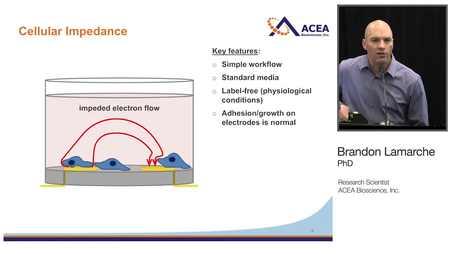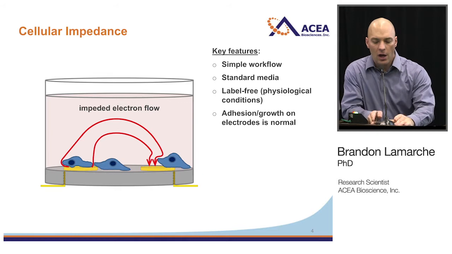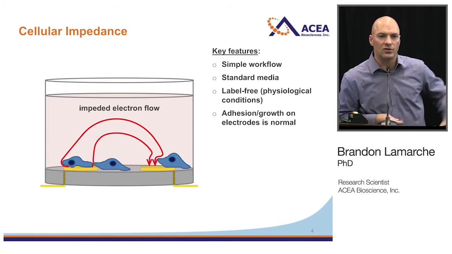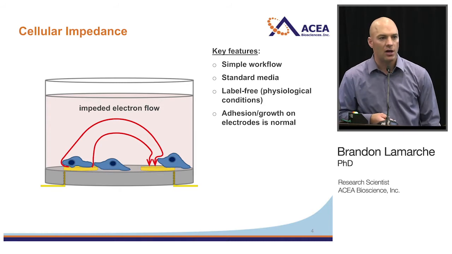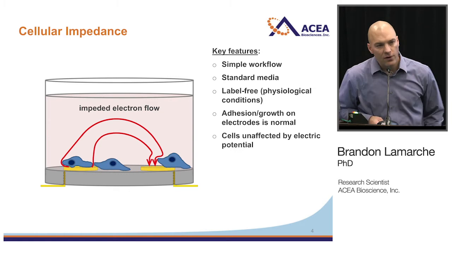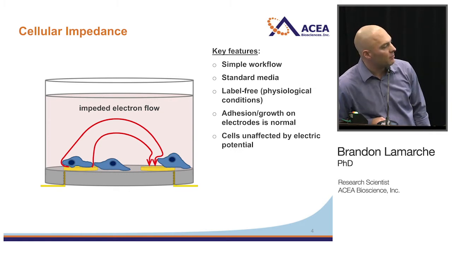Adhesion and growth of cells on these electrodes is absolutely normal. So we've done side-by-side assays looking at growth and adhesion on these plates versus a standard tissue culture plate like a polystyrene, and there's absolutely no difference at all. Also very important is the fact that cells are unaffected by the electric potential that they're sitting in during the course of these assays.